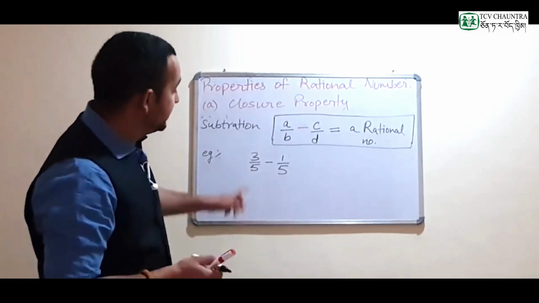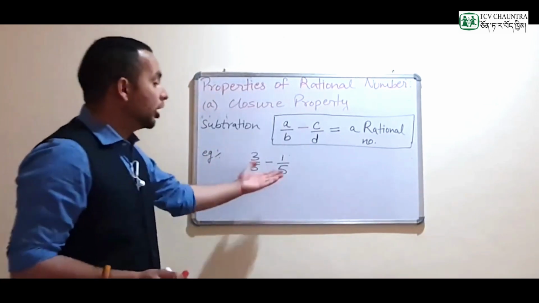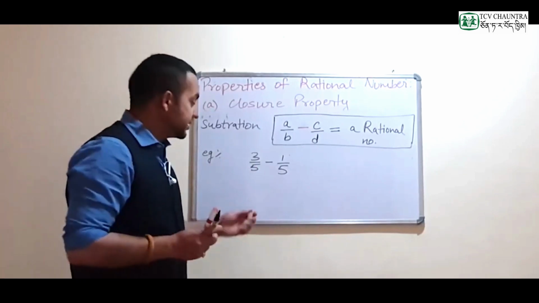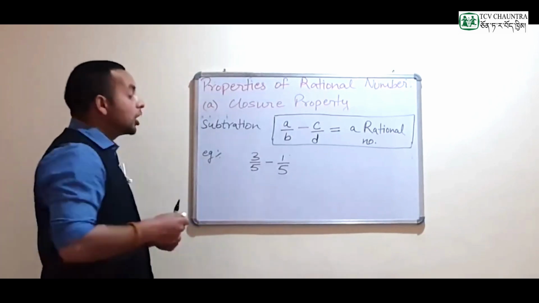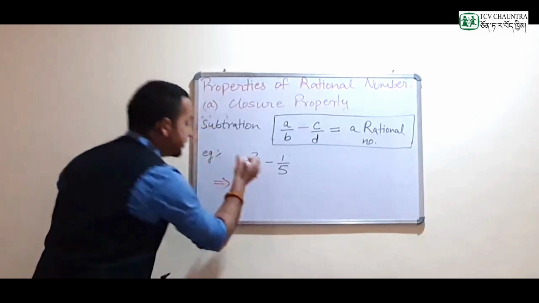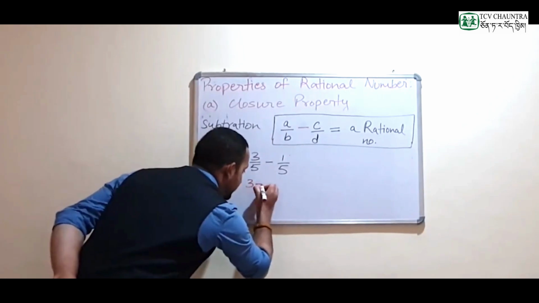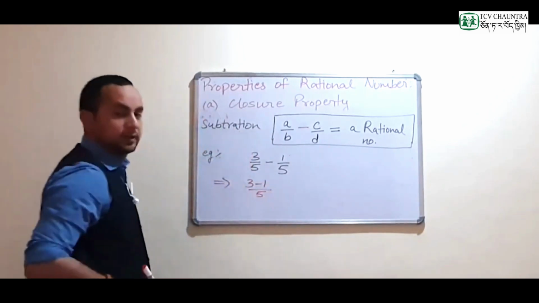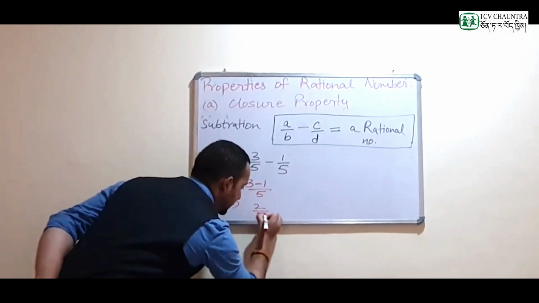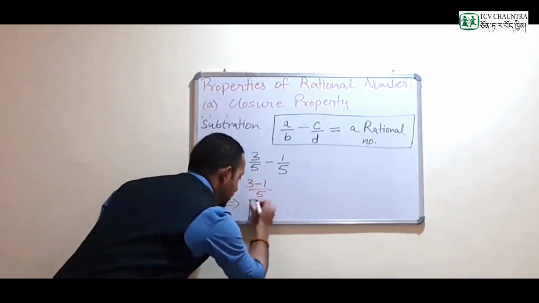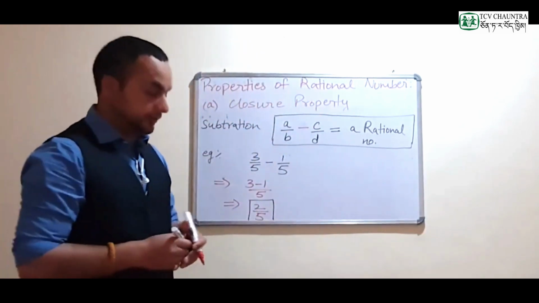First of all, we are going to check whether these two numbers are in rational number form. Yes. The second process is we check whether the denominators are same or not. If the denominator is not same, then we make the denominator same. If the denominator is same, then we solve it directly. In this example, our denominator is same. So 3 minus 1 divided by 5. So 3 minus 1 is 2 and 2 upon 5 is again a rational number, which means closure property is applicable for subtraction.